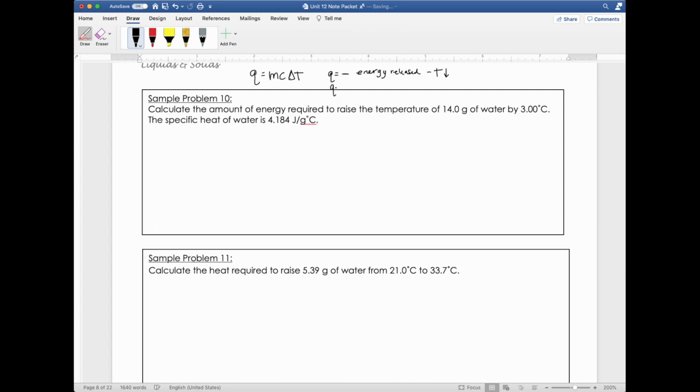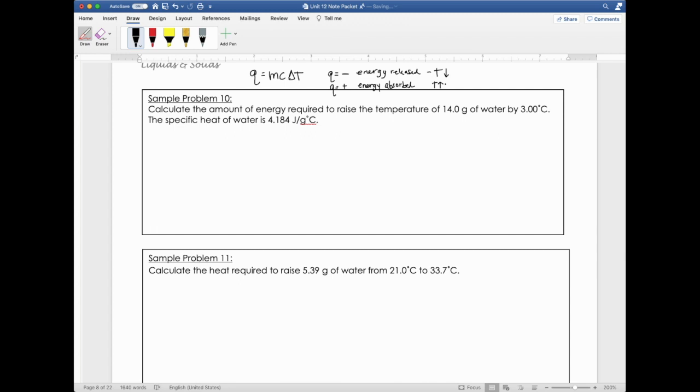On the other hand, your Q is going to be a positive value, and that's when energy is absorbed in the system. Energy is absorbed. So when energy is absorbed, that's when T is going to be increasing, because again, since temperature is a measure of kinetic energy, if I'm increasing the temperature, the amount of energy that those particles have is also increasing. So it's absorbing energy from the surrounding environment. So let's just keep that in mind as we progress through these sample problems together here.